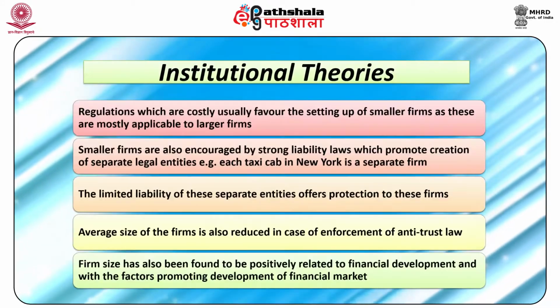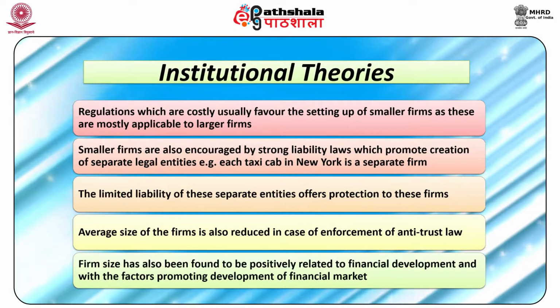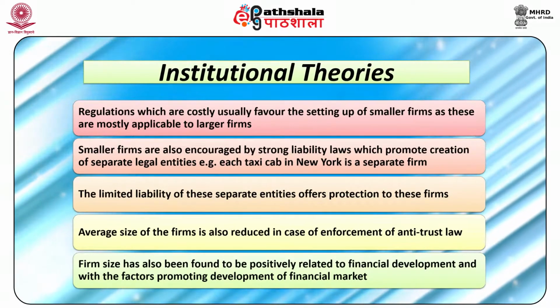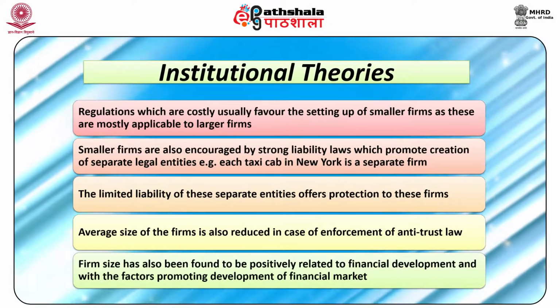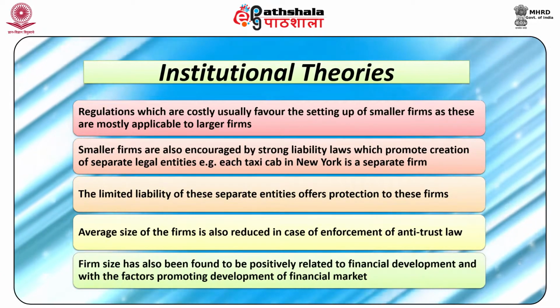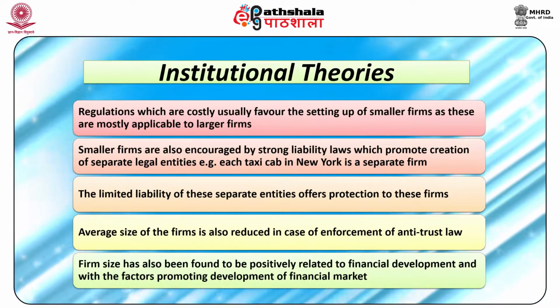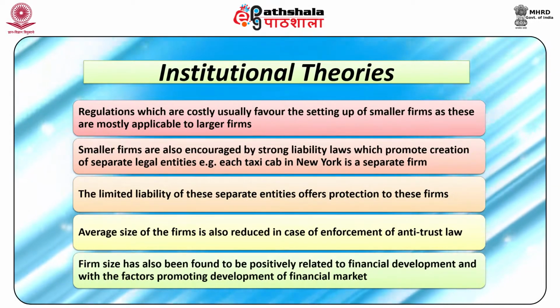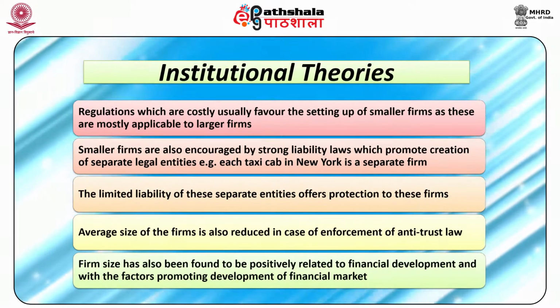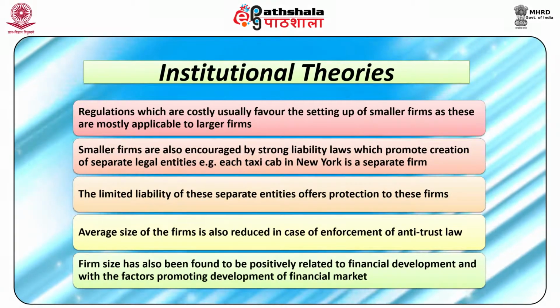Institutional theories. Firm size is also affected by the institutions through various channels that could be grouped under regulatory and financial categories. Regulations which are costly usually favor the setting up of smaller firms, as these are mostly applicable to larger firms. Smaller firms are also encouraged by strong liability laws which promote creation of separate legal entities. For example, each taxi cab in New York is a separate firm. The limited liability of these separate entities offers protection to these firms. The average size of the firms is also reduced in case of enforcement of antitrust laws.